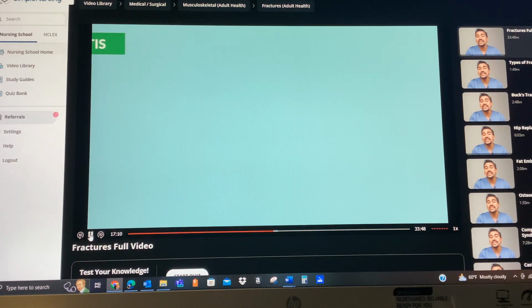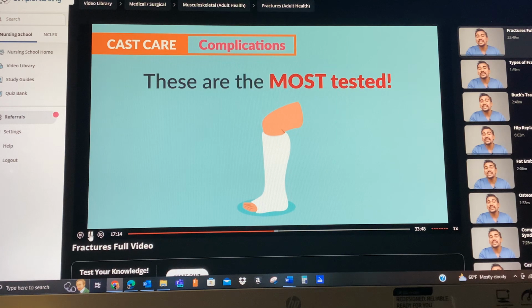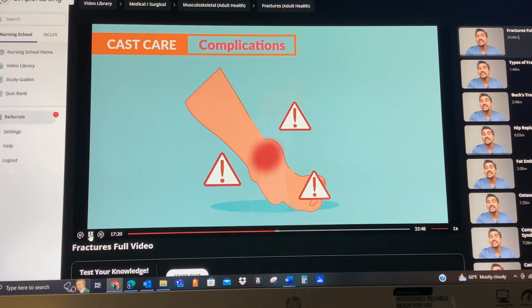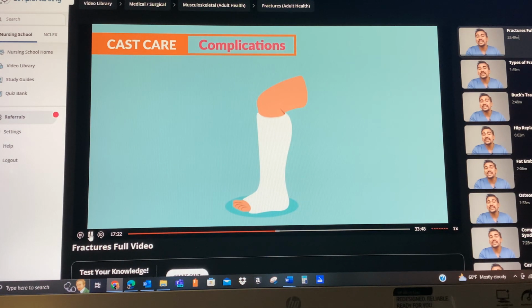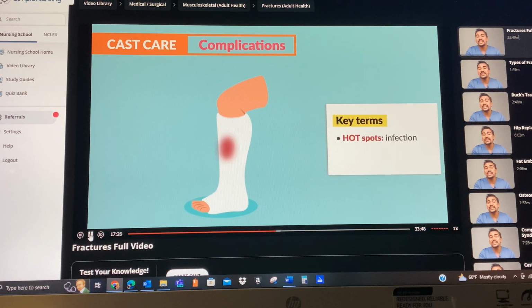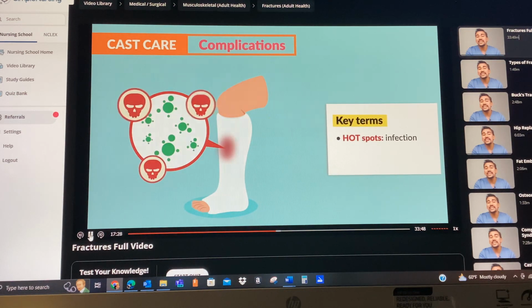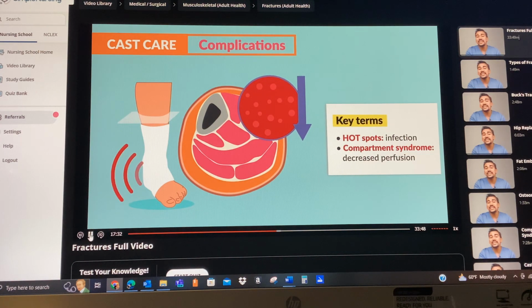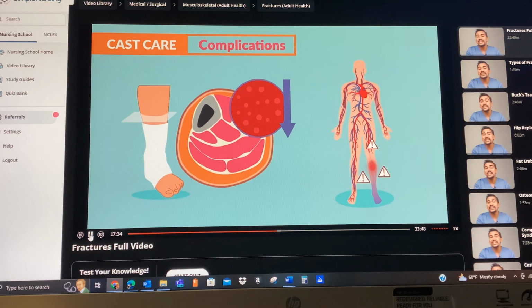Now, the next big topic here is cast care complications. Now, these are the most tested. So just think about the patho here. You have a broken extremity that's big and swollen, and now we're going to wrap a hard cast around it. Well, that's very dangerous. So the key terms are hotspots, which indicate infection, and compartment syndrome, indicating decreased perfusion from uncontrolled swelling. That cuts off all blood supply and oxygen, resulting in a loss of limb.